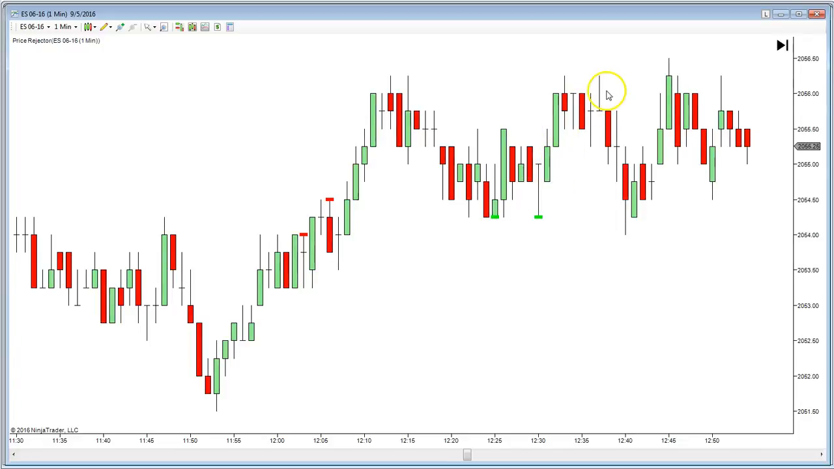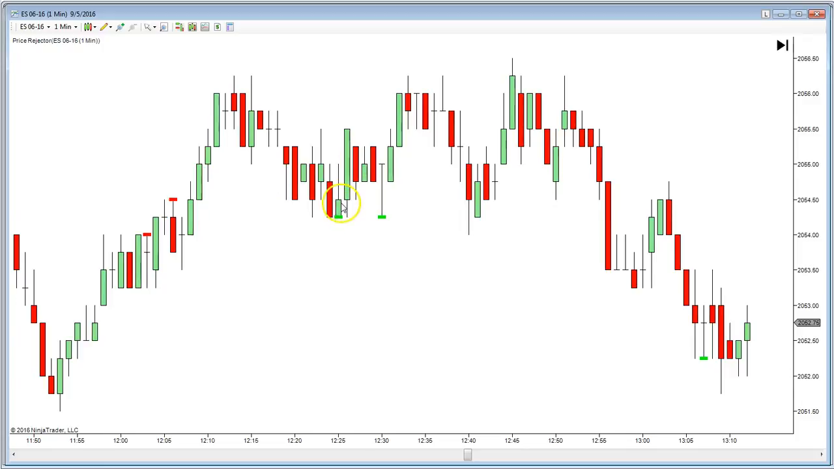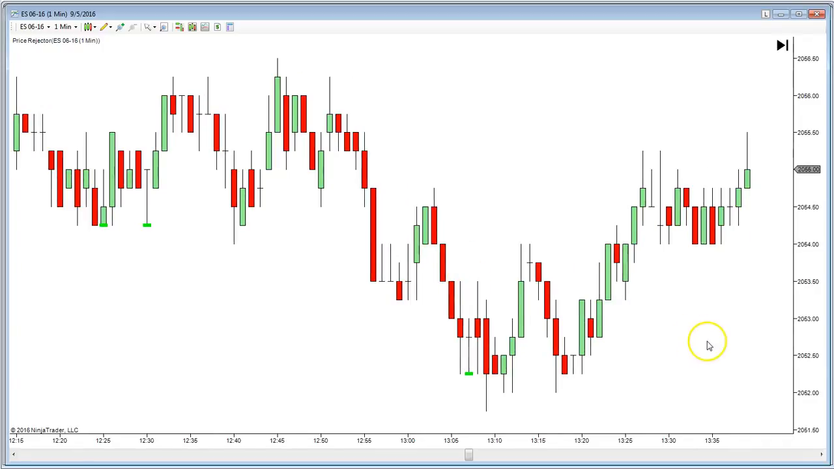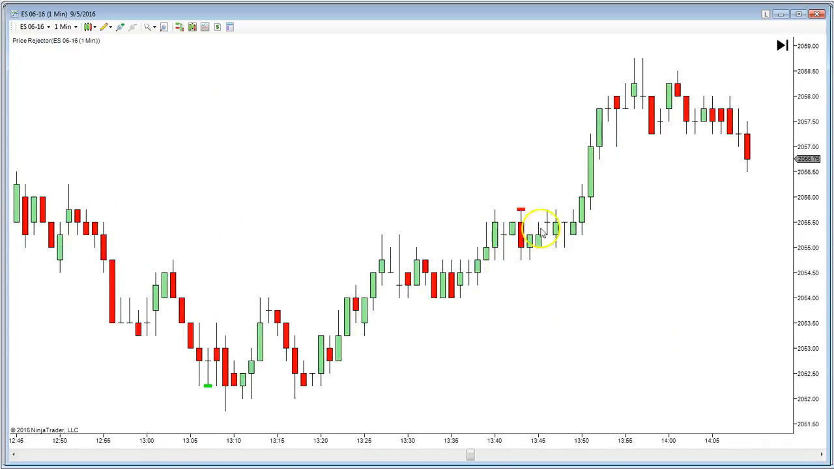This one sort of shot up, then went sideways. Oh, sorry, first you had the first signal here, so you're getting a better entry than in this bar. You're getting it in that 54.5. Like I said, it's a 1 minute chart, so your targets and your stops are going to be pretty tight.